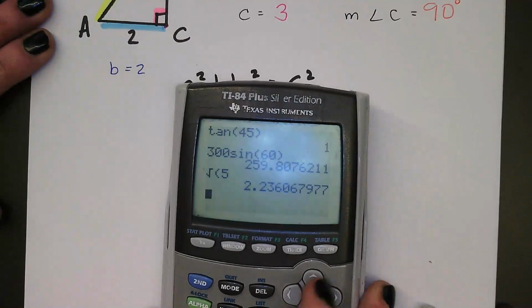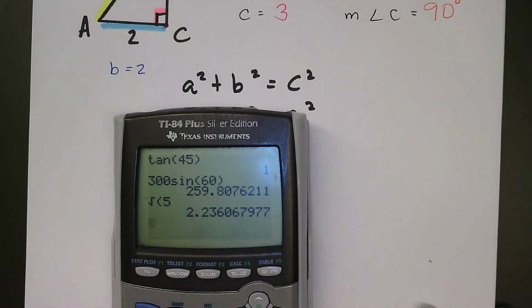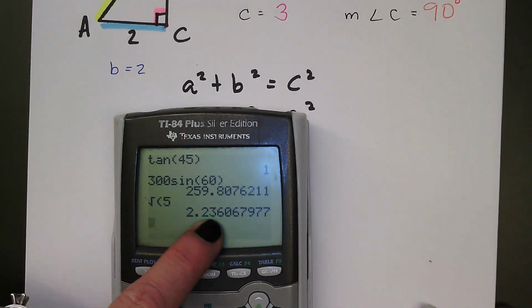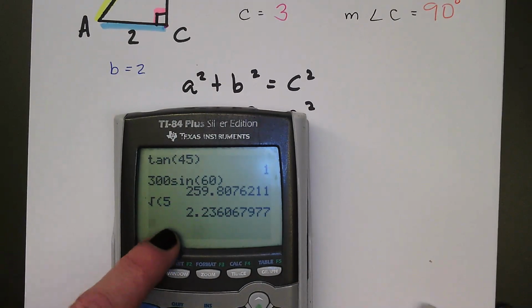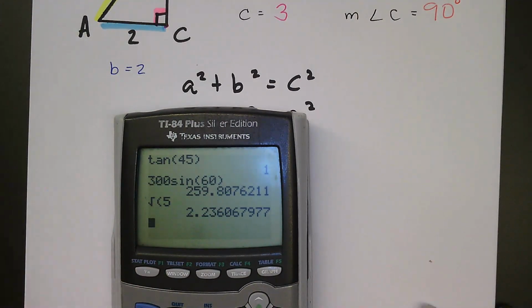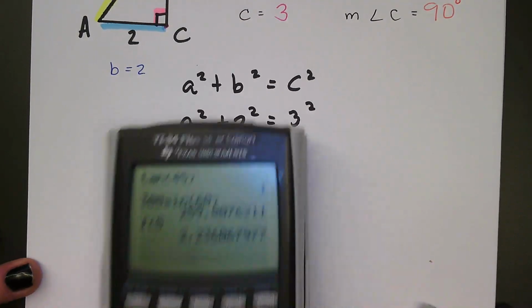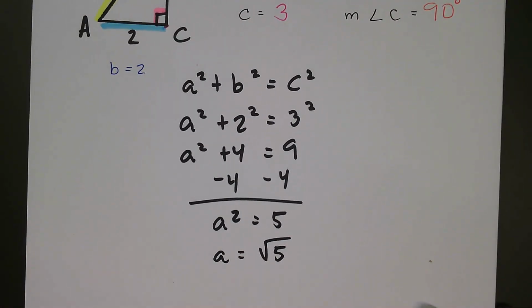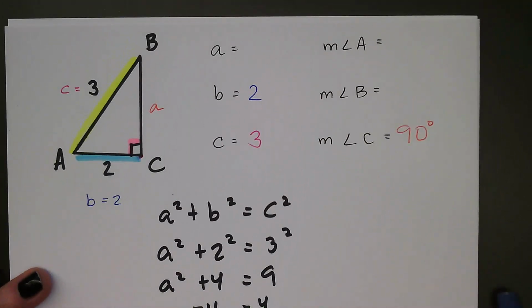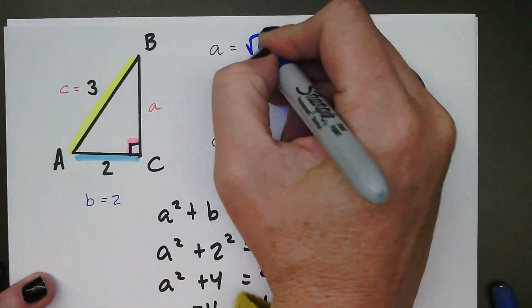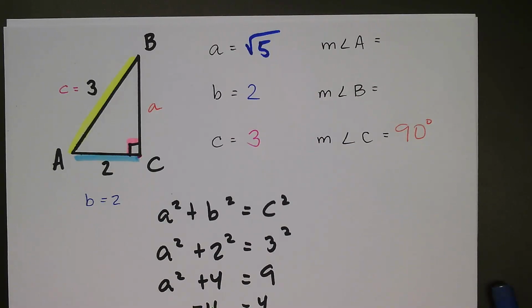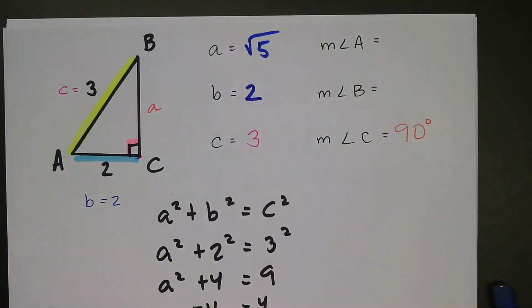If the directions don't say specifically, you could give an approximate answer. So about 2.24 if I round to the nearest hundredth, or 2.2 if I round to the tenth, or 2 if I round to the nearest whole number. But I'm just going to leave it as the square root of 5. I like the exact answer. So I'm going to go ahead and put my answer up here. a is the square root of 5. And I am well on my way to finding all of my answers because I already know b is 2, and then I also have c here is 3.